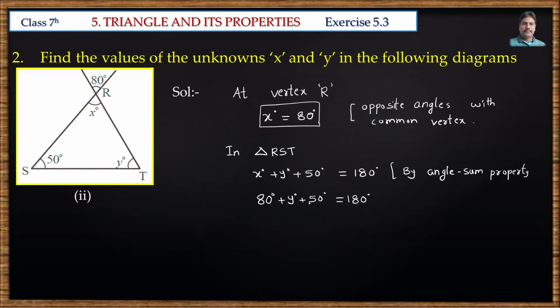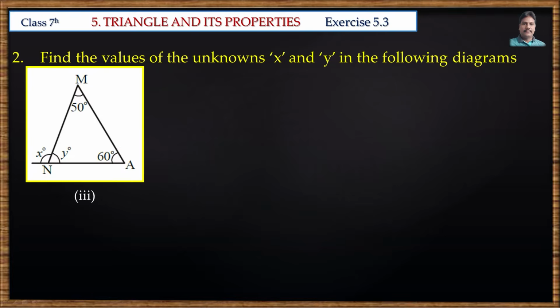Add 80 plus 50, it will become 130. Therefore, y degrees plus 130 degrees is equal to 180 degrees. Transpose this 130 to the right side, it will become minus 130. So, y degrees is equal to 180 minus 130, which becomes 50 degrees. So, this is the y value. That is the answer. Next bit.